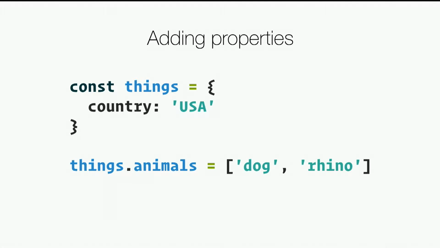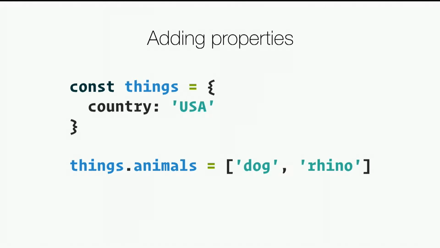Animals, it's exactly the same. It is as though we had put animals colon and then that array up in the object literal. We just added this key after the fact. And that's fine, you can do that. If you try to refer to a key on an object and it isn't there, you're going to get back a special value called undefined.